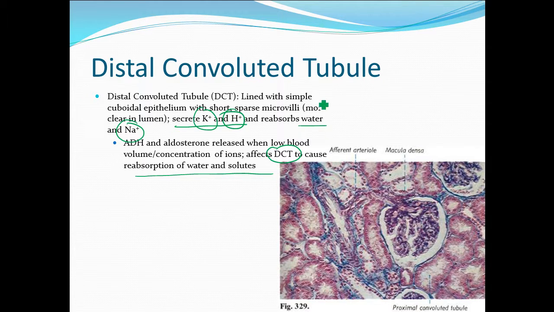Okay, once again, there's not as much microvilli in the distal convoluted tubule. So therefore, if you look at, say, this one, these are all distal convoluted tubules, right? While these ones are what? Proximal convoluted tubule.